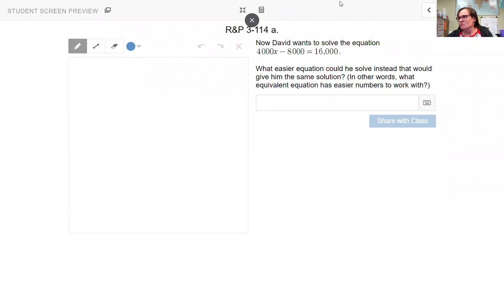Okay, let's work on the 3.3.1 review preview. All right, page 13 is where it starts. Now David wants to solve the equation 4,000x minus 8,000 equals 16,000. What easier equation could he solve instead that would give him the same solution? In other words, what equivalent equation has easier numbers to work with?